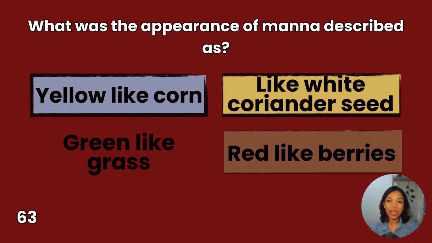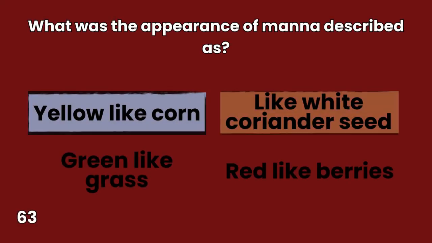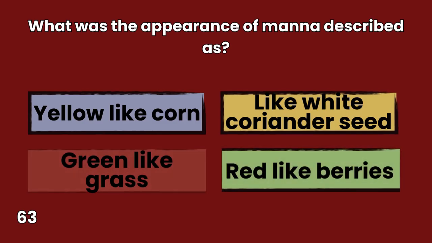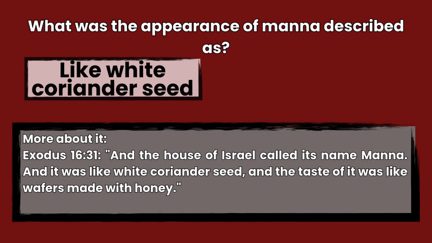63. What was the appearance of manna described as? Yellow like corn, green like grass, like white coriander seed, red like berries. You have 10 seconds to answer. The answer is, like white coriander seed. Exodus 16:31. And the house of Israel called its name manna, and it was like white coriander seed, and the taste of it was like wafers made with honey.